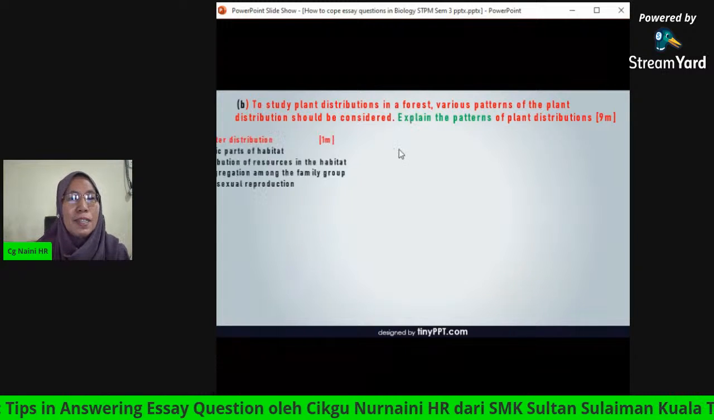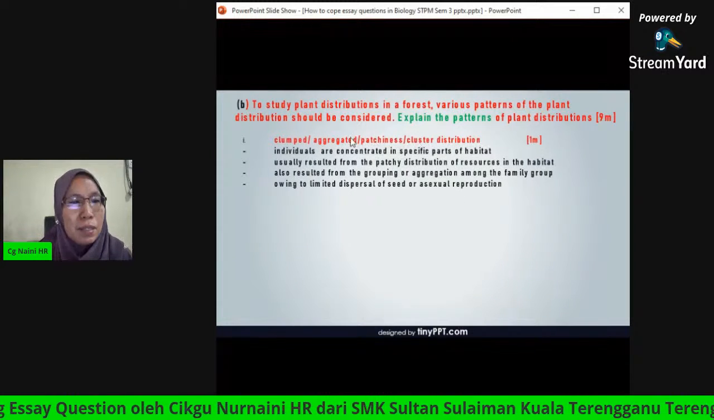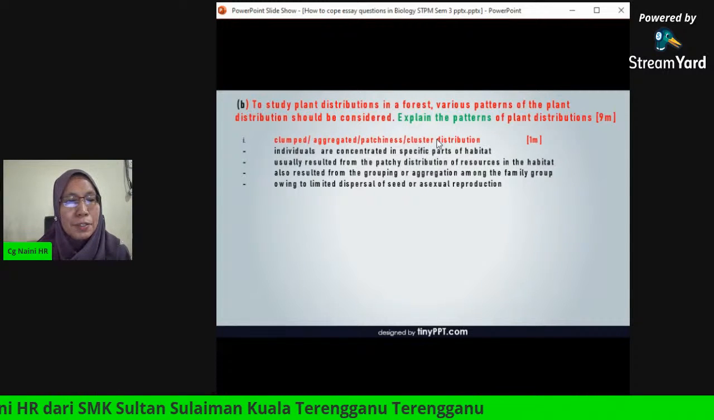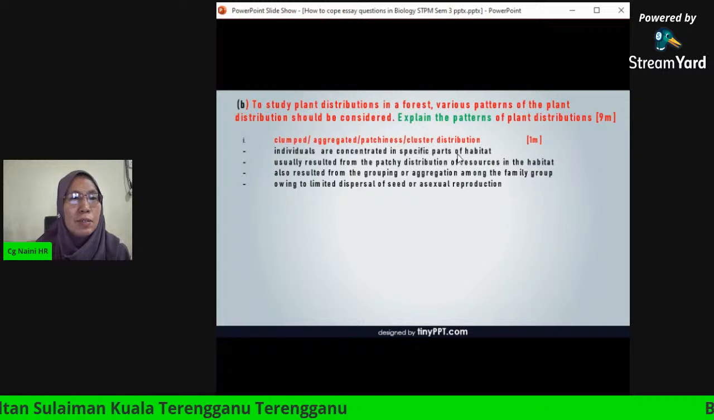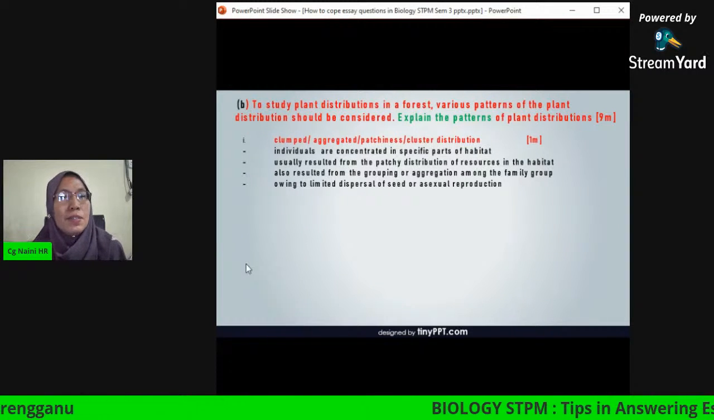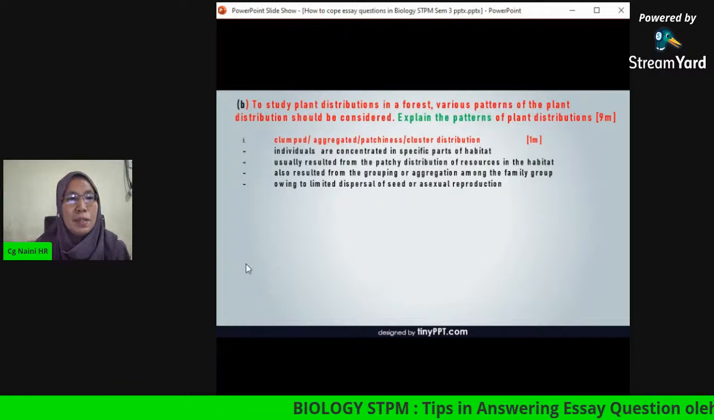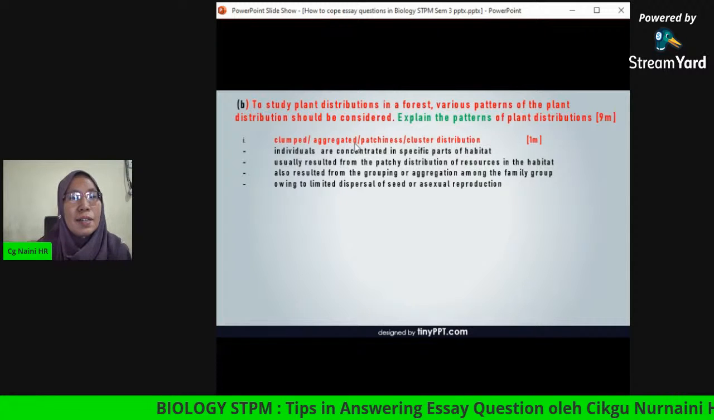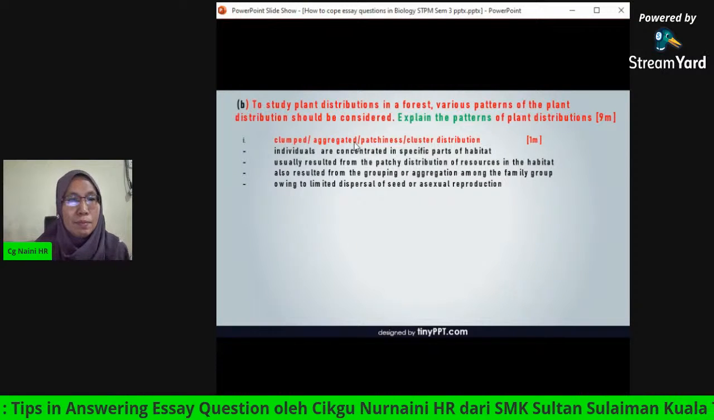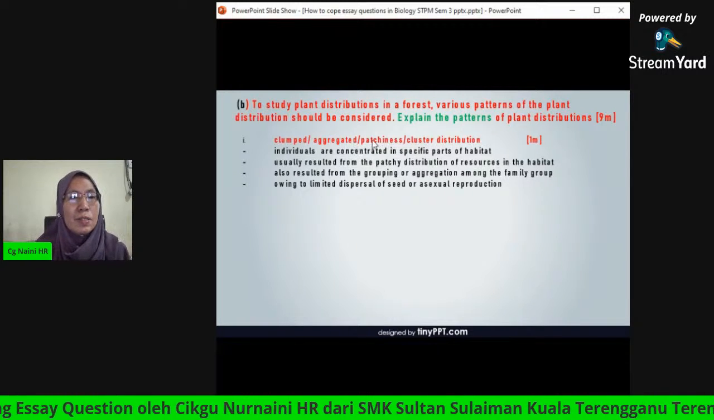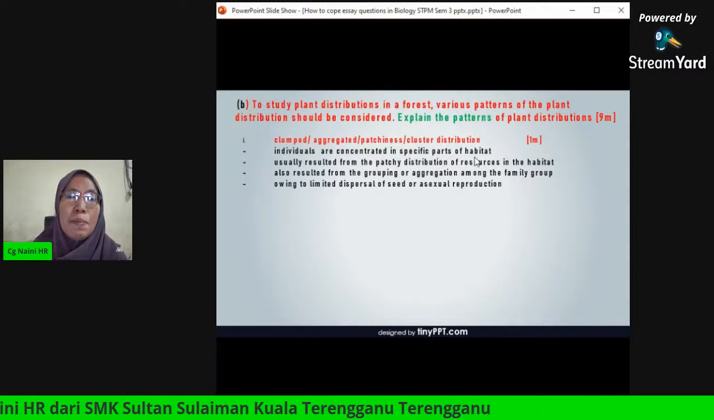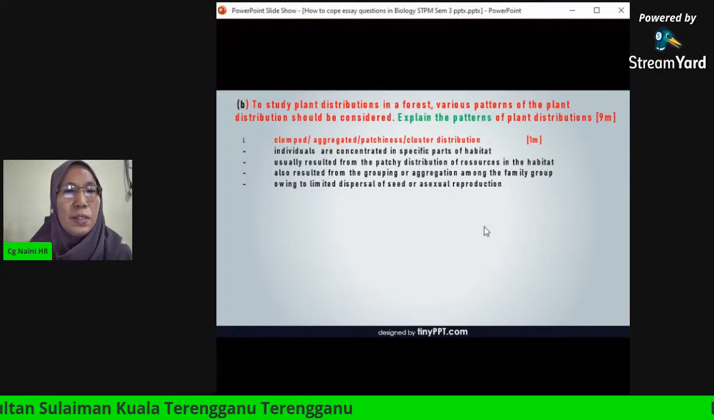Okay, this is the first pattern. This pattern may refer to the quadrat. I think the question before is the quadrat. So quadrat pattern: clump, or aggregate. Clumped means within the grouping. So that is the pattern and explanation: individuals are concentrated in specific parts of the habitat, and so on.